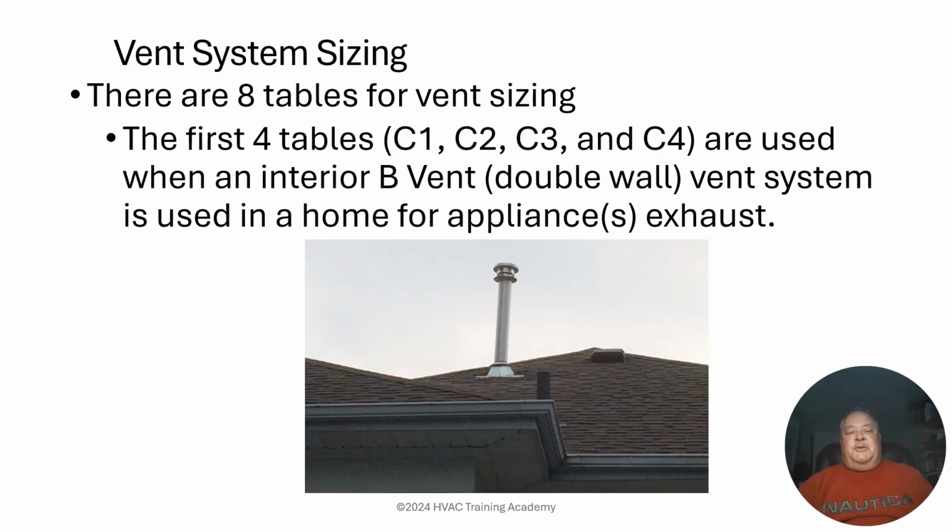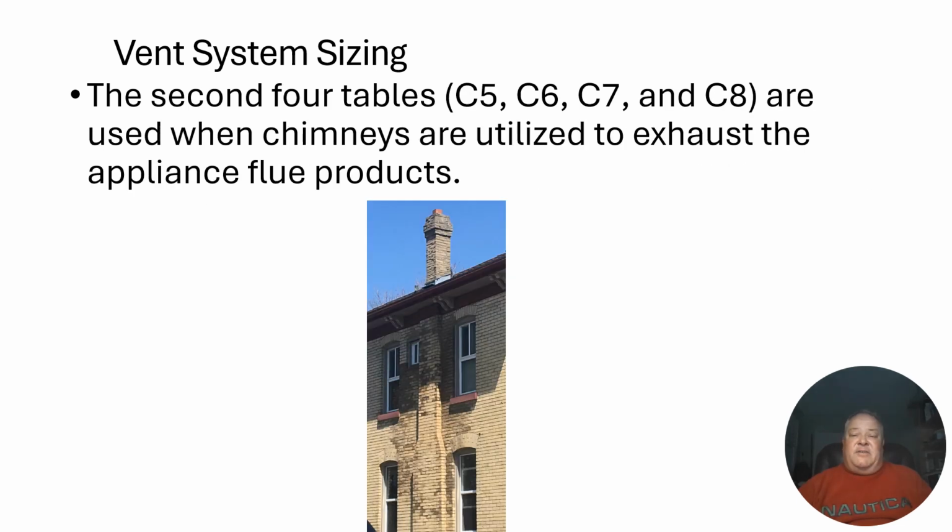So there are going to be 8 tables in your code book. The first 4 tables, C1, 2, 3, and 4, are going to be used when we have an interior B vent system that's going to be used to exhaust the appliance flue products. You can see the B vent sticking up there above the roof. The second 4 tables, C5, 6, 7, and 8, are going to be used when we have tile-lined chimneys to exhaust the appliance flue products. Now, we just talked about the fact that really, why do we even have these anymore? Because we're going to drop a liner in these things. There still will be instances when we get into larger applications where there isn't a requirement to have a liner. So I believe that's why these have remained in the code book and are still able to be used. And we're going to talk about some of those examples.